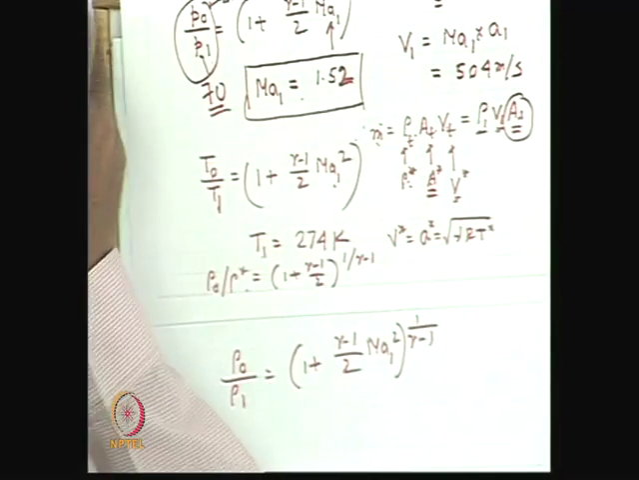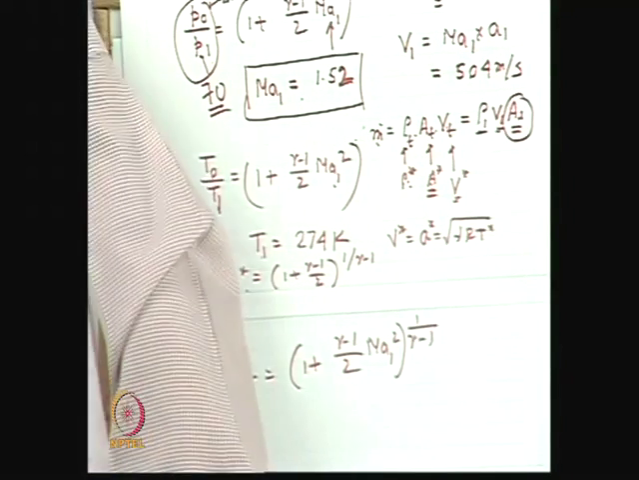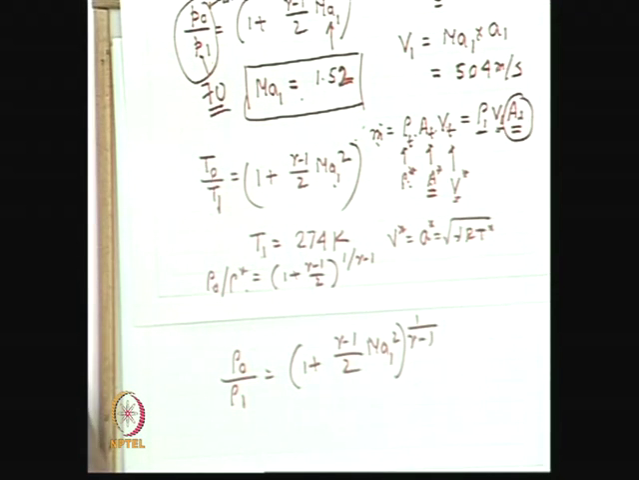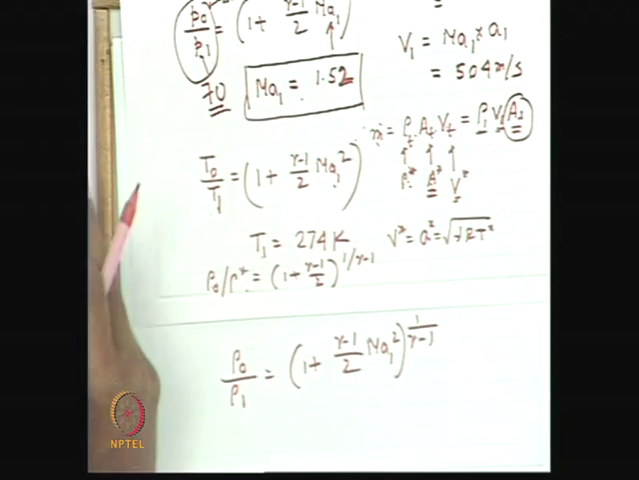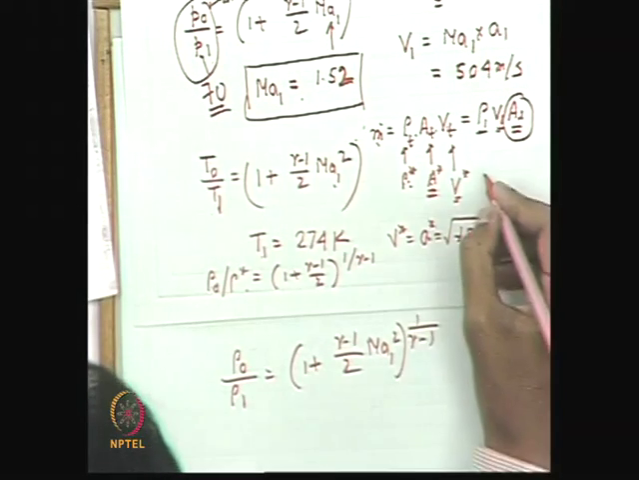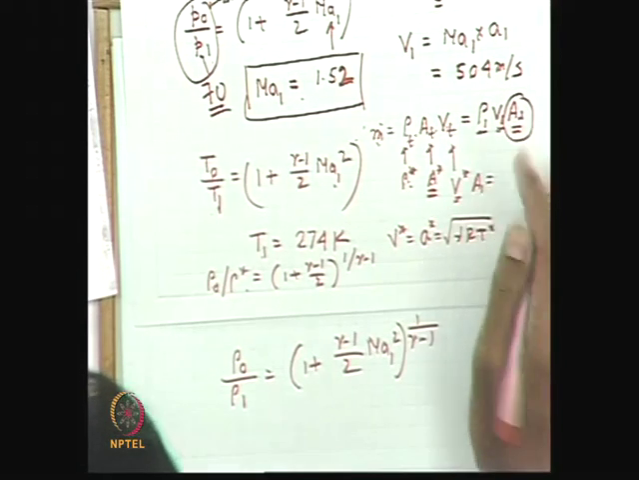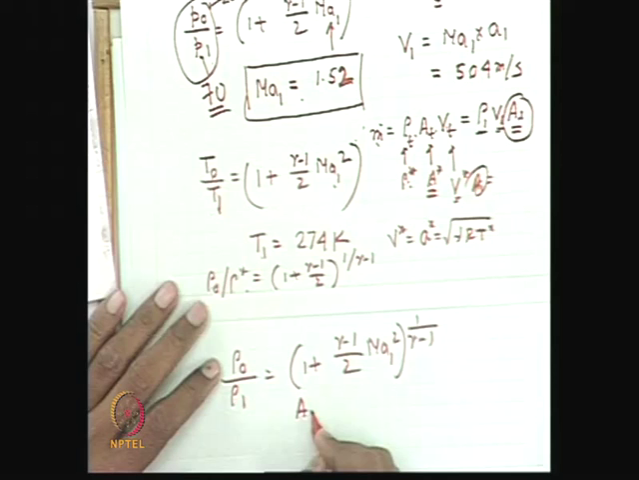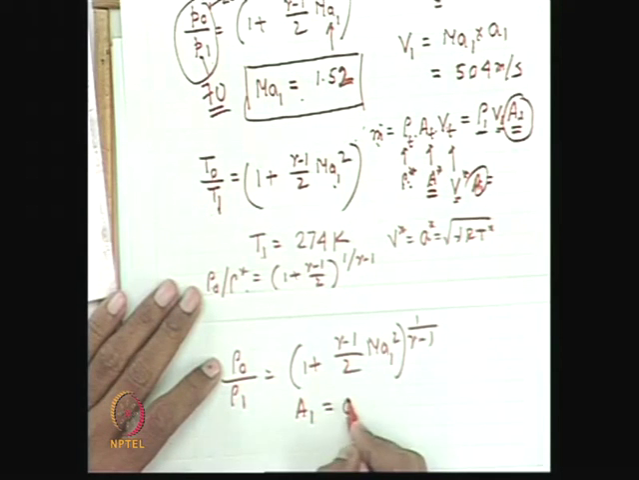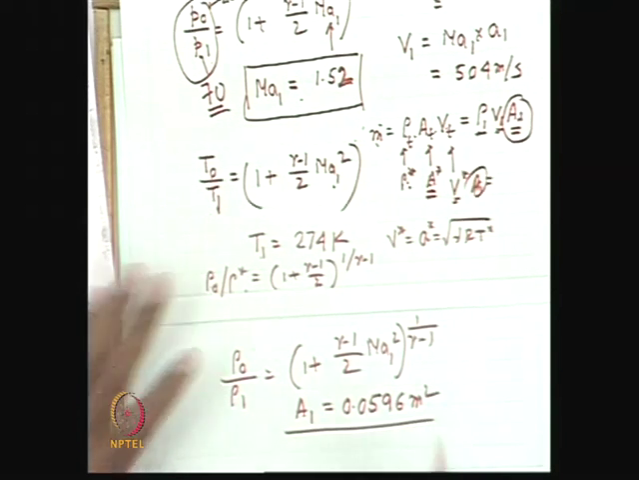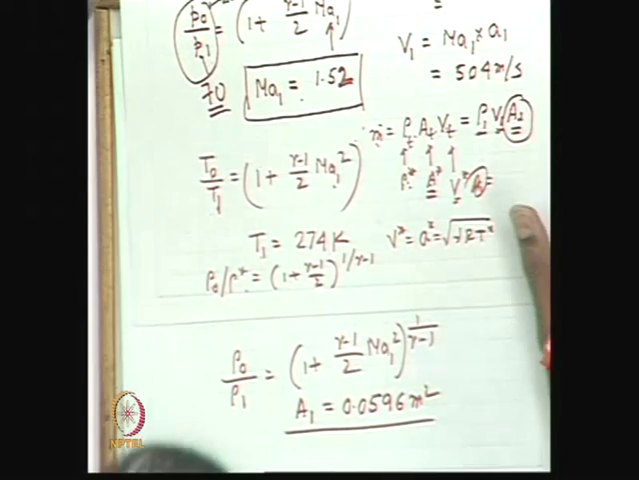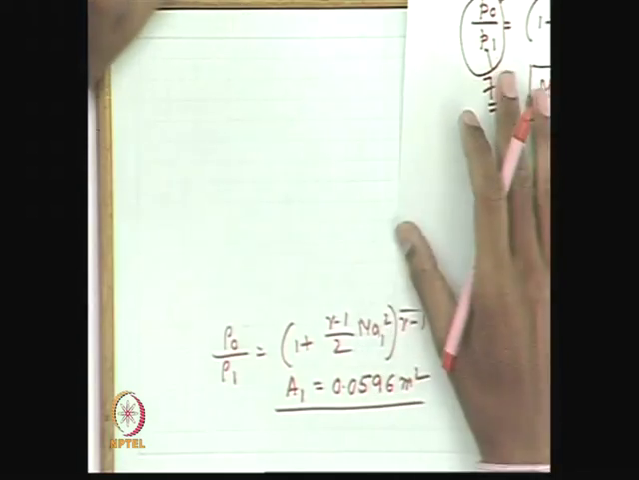Well, so this cross-sectional area after calculation comes to be A1, here I write A1, can you see? Yes, comes to be 0.96 meter square. You can check your calculation. So, these two problems highlight the basic understanding of the compressible flow and the straightforward application of the formulae.